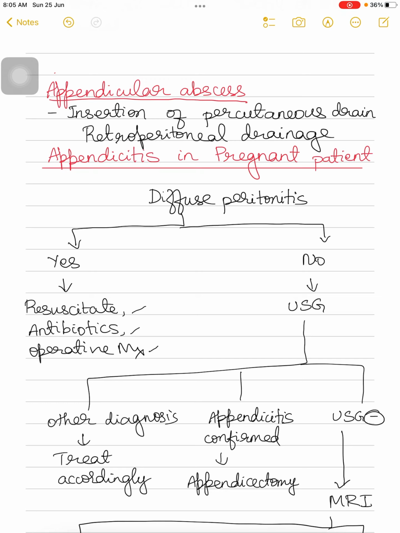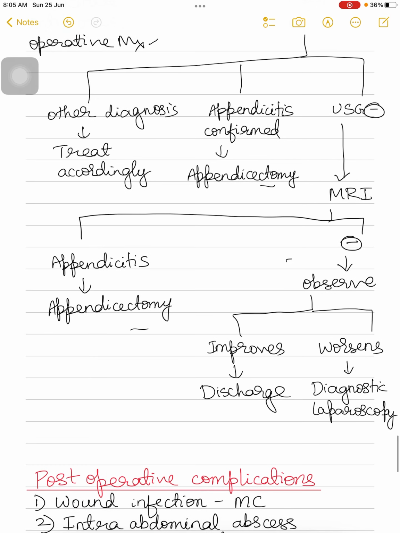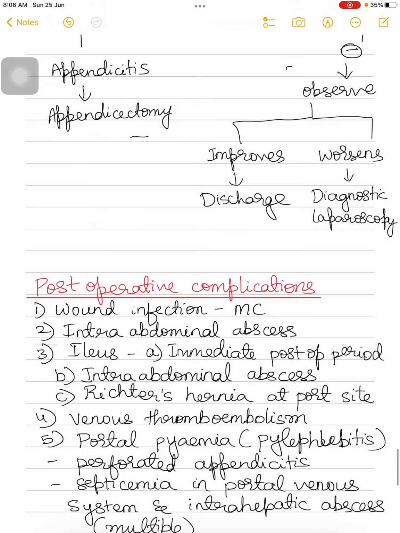If there is no diffuse peritonitis, go for USG. Other diagnoses are treated accordingly; it could be some ovarian or uterine pathologies. If appendicitis is confirmed, go ahead with appendicectomy. If the USG is not conclusive, then go for MRI. If MRI suggests appendicitis, go for appendicectomy. If it is not showing any appendicitis changes, observe the patient. If the patient improves with antibiotics and conservative management, discharge, and if the patient worsens, go for diagnostic laparoscopy.